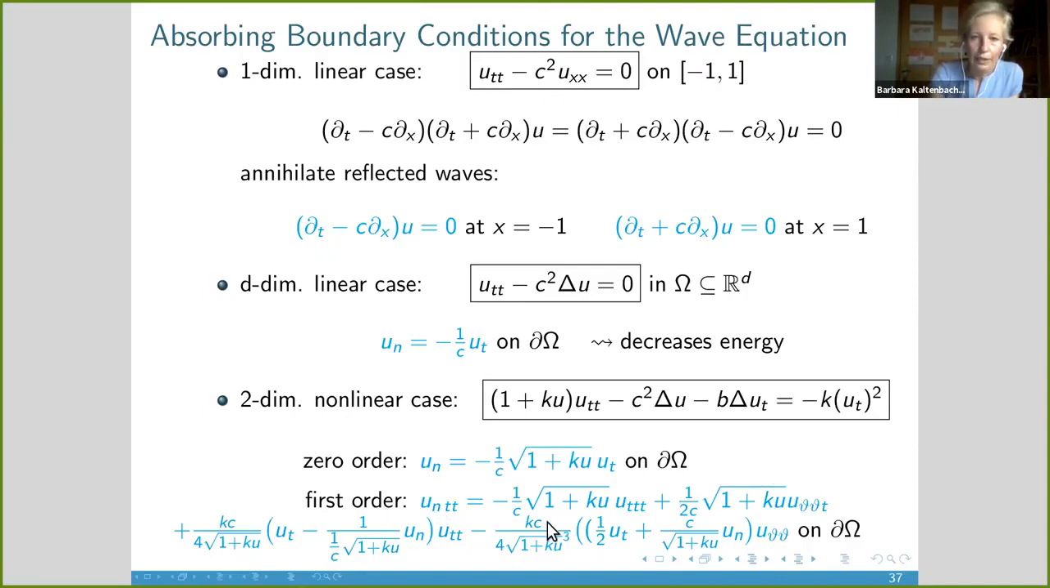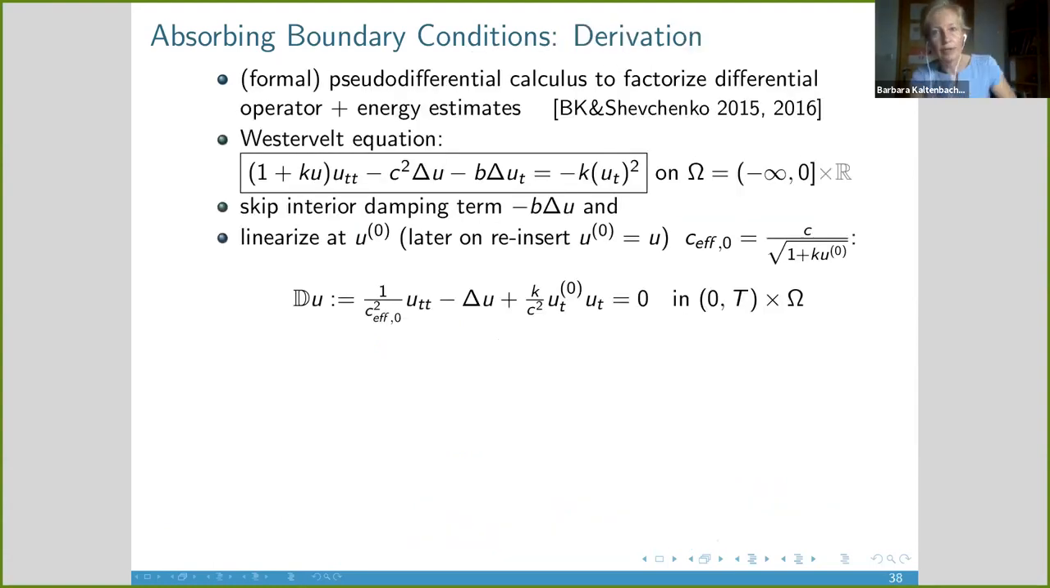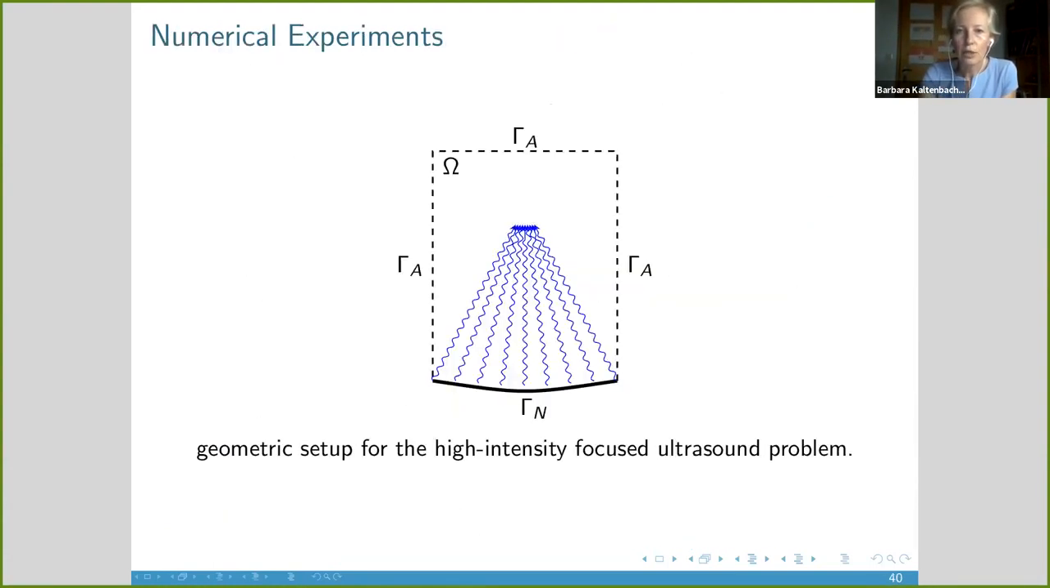If you go to higher order, then they become quite complicated. Also that, as expected, because they are supposed not only to annihilate orthogonally hitting waves, but also tangential components. It also involves tangential derivatives. So let me skip over the derivation here and show you at the very end some numerical results that are supposed to show that it really pays off to use these nonlinear and also higher order non-reflecting boundary conditions.